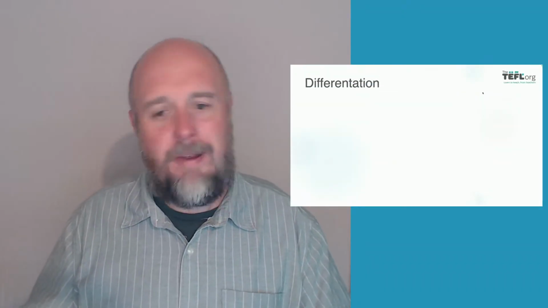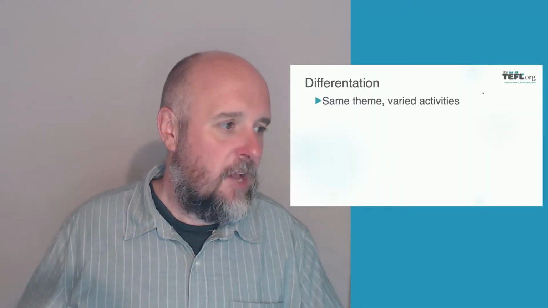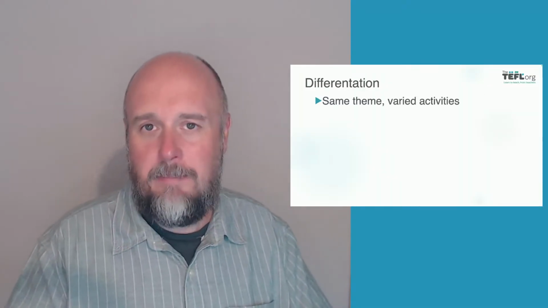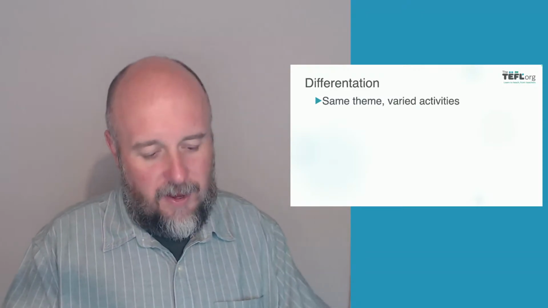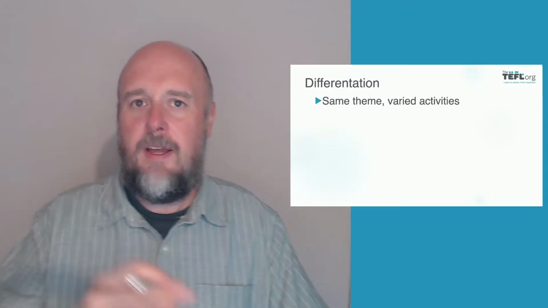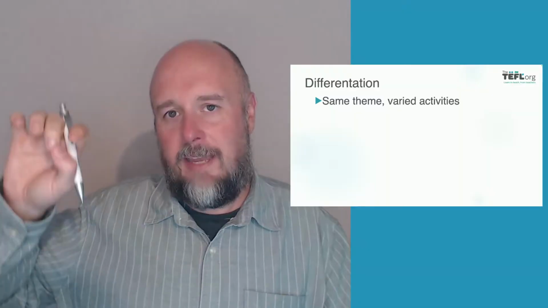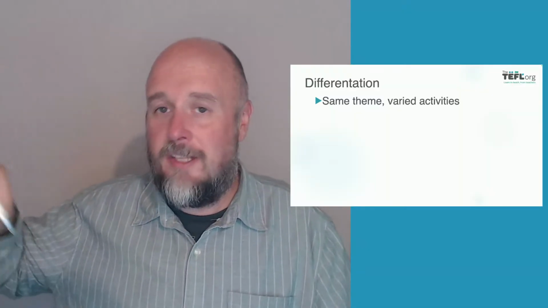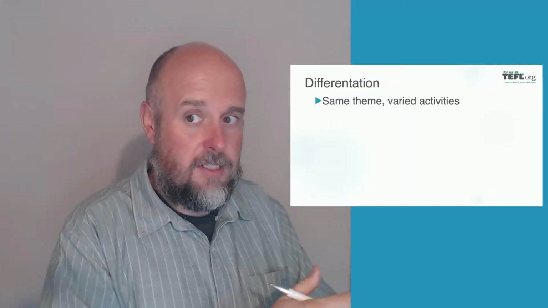Right, so you've got differentiation. This means doing different things within the classroom, within the group of students. So you can have the same theme but varied activities. You might do reading on the same theme, but you might give the stronger ones a different activity to do with the reading text than you do with the weaker ones.